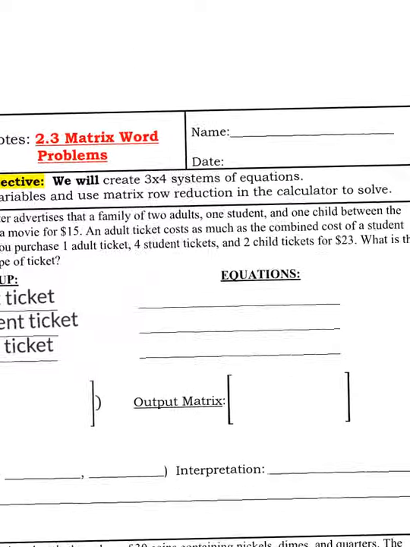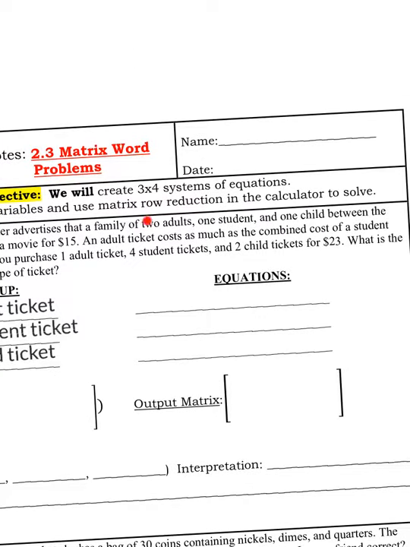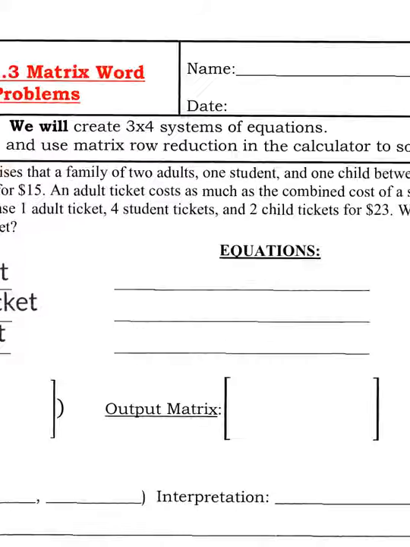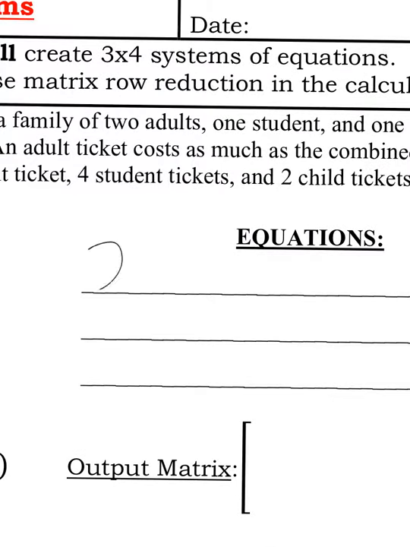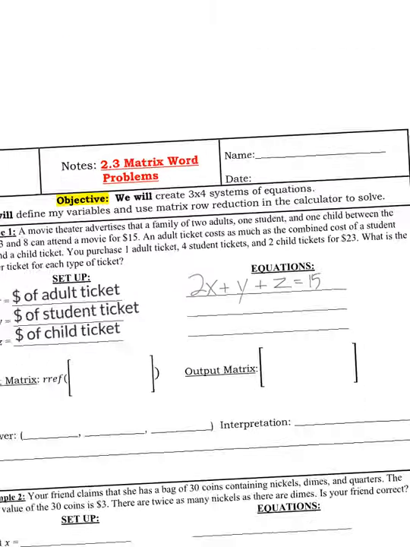The first equation is a transaction. It says 2 adult tickets, 1 student, 1 child for $15. So 2 adults, 2x. 1 student, 1y. 1 child, 1z. I'm clearly adding these together because this is all one transaction and I'm going to spend $15 on it total. So equals 15. That's all there's to say about that.